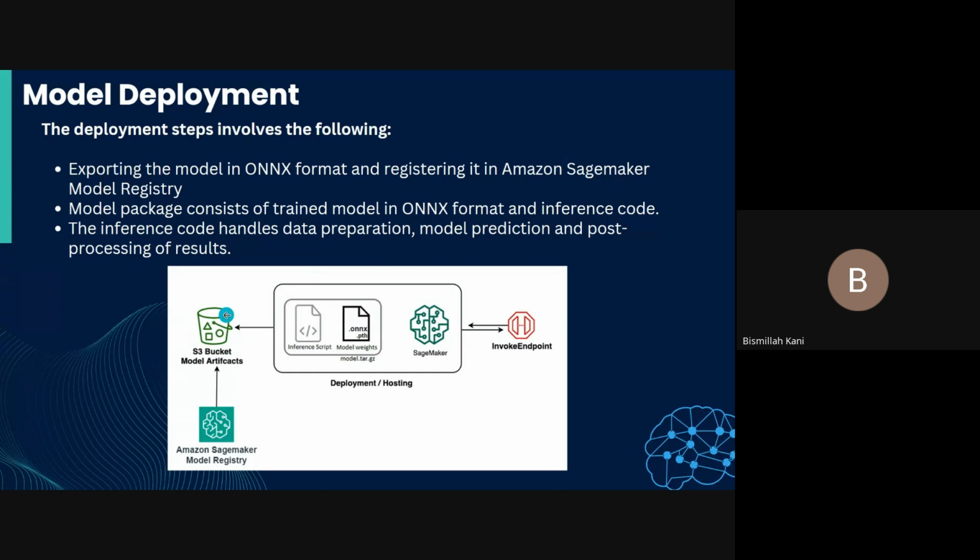In terms of model deployment, it also uses a SageMaker endpoint. Once the model is trained, we register it in the SageMaker registry, and the actual model artifacts are stored in an S3 bucket. Then we create an inference script, and the model weights come from the S3 bucket. We take that and host it as a SageMaker endpoint. This could be exposed through API Gateway so it can be consumed in production applications.